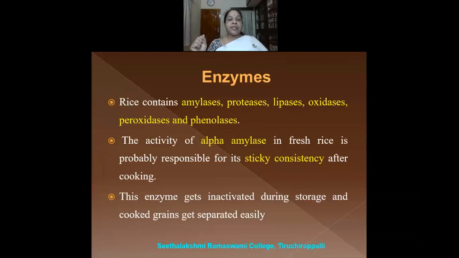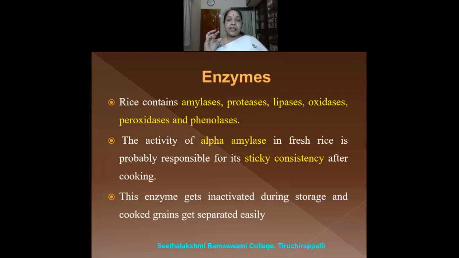And this enzyme, that is the alpha amylase present in the fresh rice, gets inactivated during storage and the cooked grains get separated easily. So this is the difference between the new rice and the old rice. The new rice becomes gelatinous.